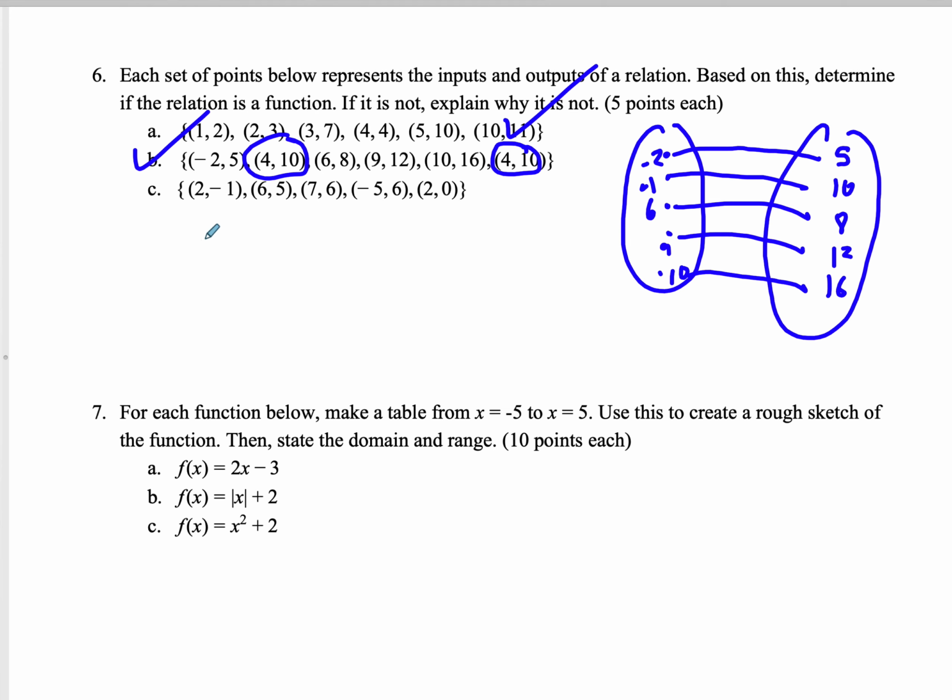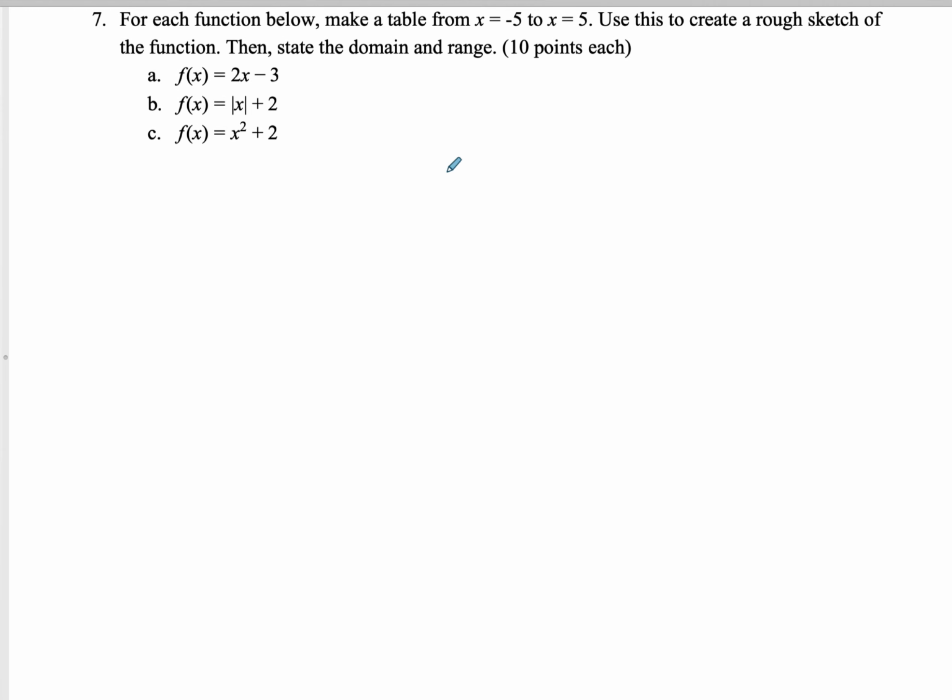So that one's okay. The issue, as many people identified, is with C because you have (2, -1) and (2, 0). And that's all you have to say. A lot of people very nicely said it's not a function. 2 has 2 different outputs. Perfect.